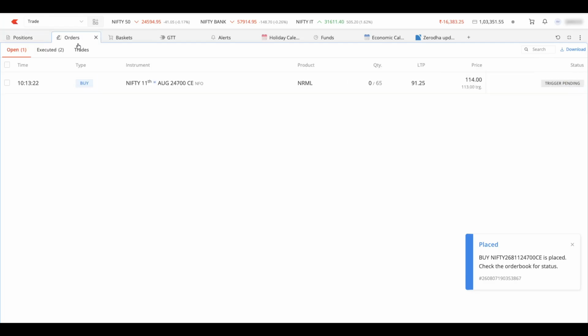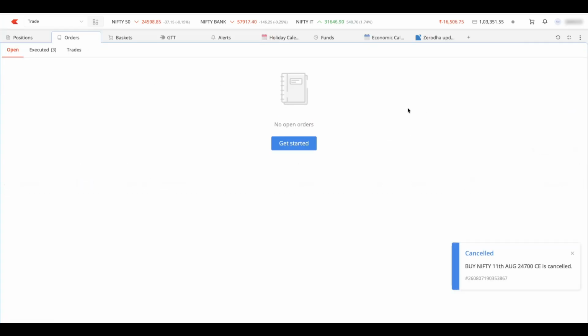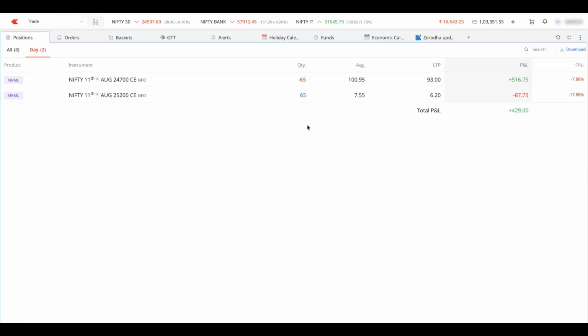When I go to the orders, the order is pending. So whenever the trigger price of 113 rupees comes, the order will be sent to the exchange, and if the price reaches 114, the order will be executed. To cancel the order, click on these three dots, click on cancel, and then click on cancel order. So like this, you can put a stop loss when you sell options in Zerodha.